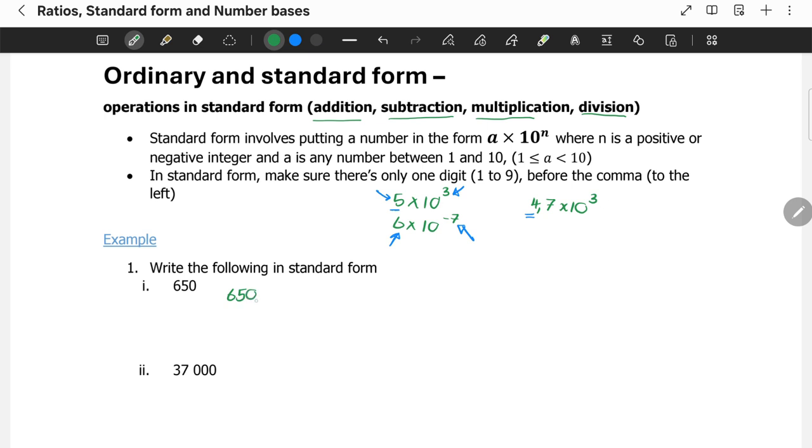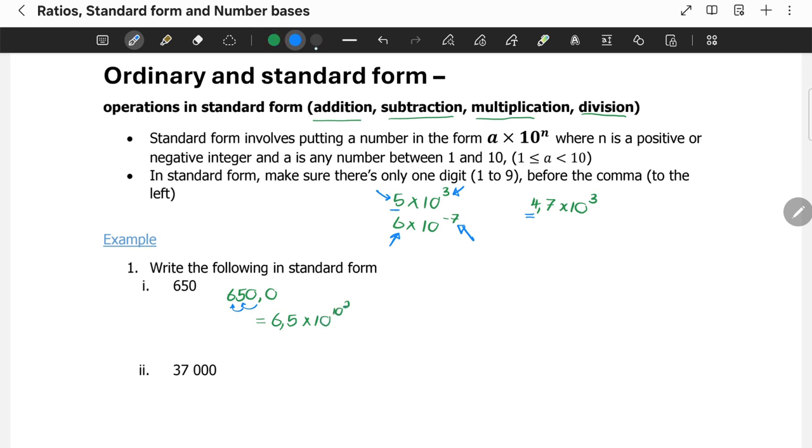Now we have to place our comma. It starts here, and our comma has to move until we have only one digit before the comma. So it's going to move 1 place, then 2 places, which is 6.5. And it has moved 2 places, so it's going to be times 10 to the power 2.